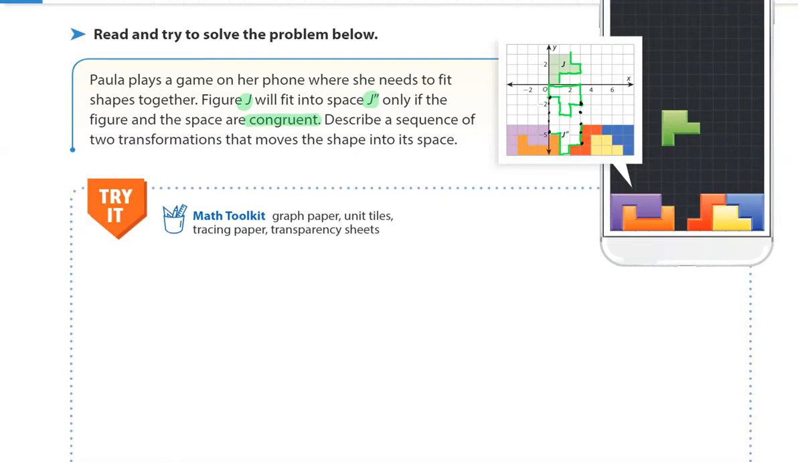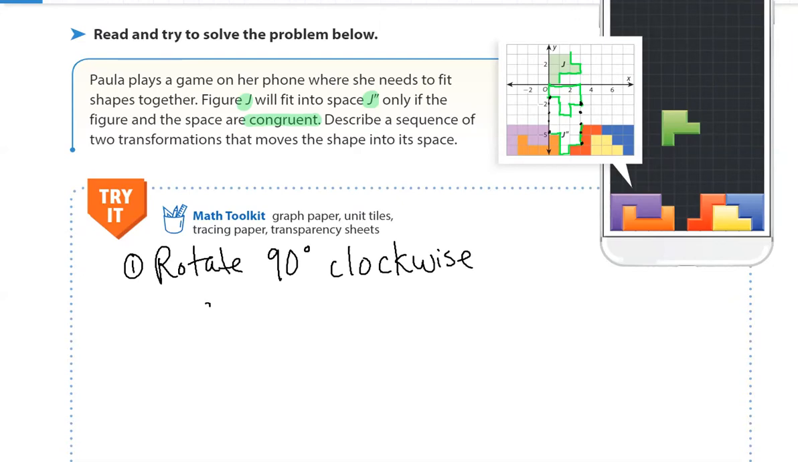We are going to rotate 90 degrees clockwise. Let's put a number 1 here. This is our first transformation. We rotate 90 degrees clockwise around the origin. Remember, the origin is 0, 0.